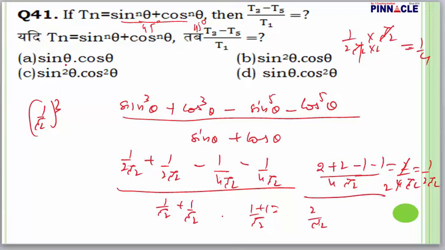This is 1 by root 2 and 1 by root 2, this would be equal to 1 by 2 only. This cannot be 1 by 2, and 1 by 2 into 1 by 2 is 1 by 4. This is representing 1 by 4 if I put theta is equal to 45. So option C is the answer.